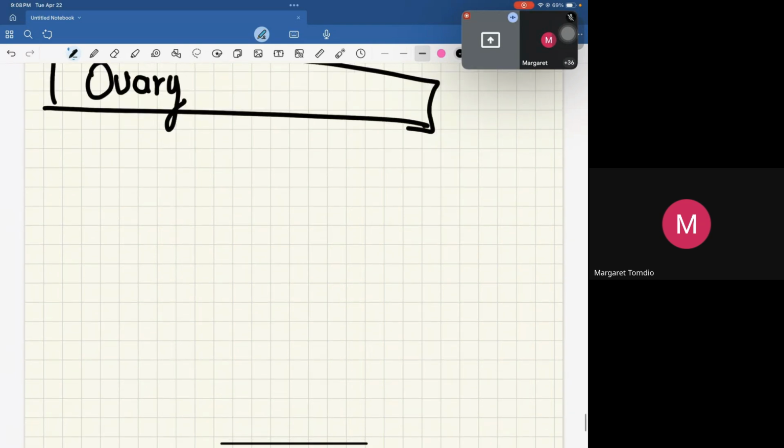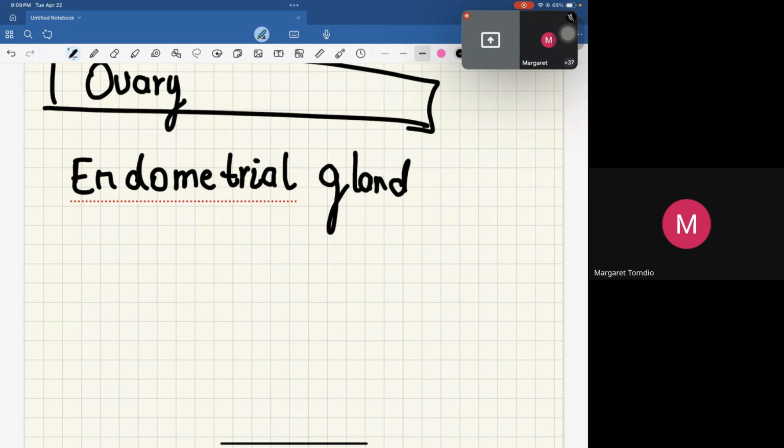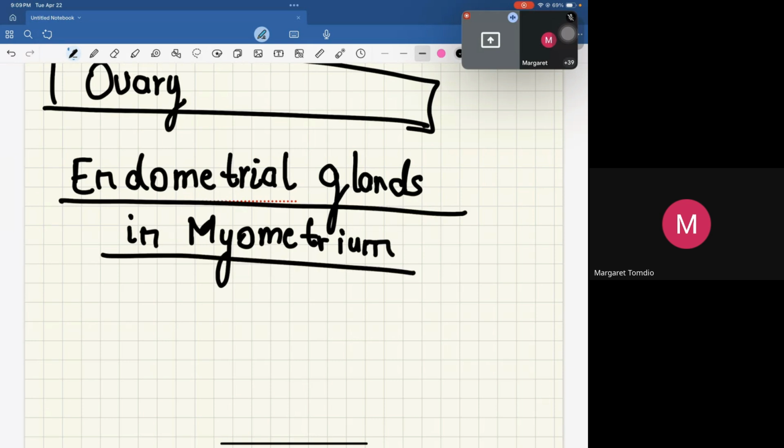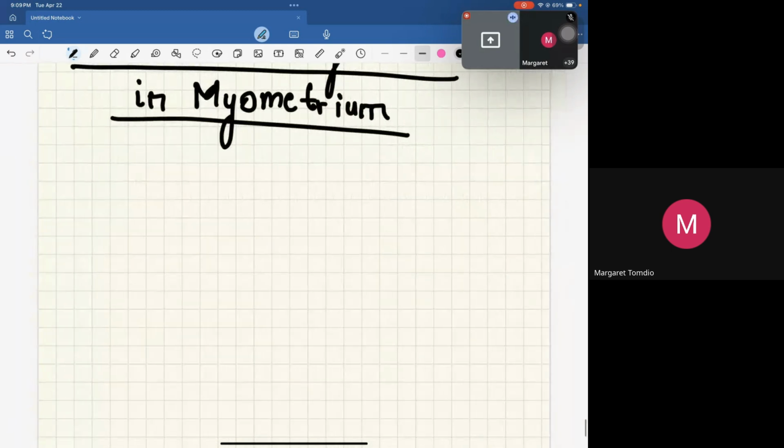Okay. So now after endometriosis, if the endometrial glands are present in the myometrium, this condition will be known as adenomyosis. So what happens in adenomyosis is that the glands will be present in the myometrium, which means the muscle layer of the uterus. When these glands are present in the myometrium, it will lead to increased bleeding. So the main clinical feature of adenomyosis will be increased bleeding.